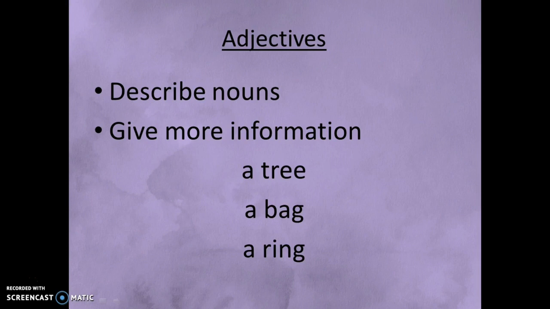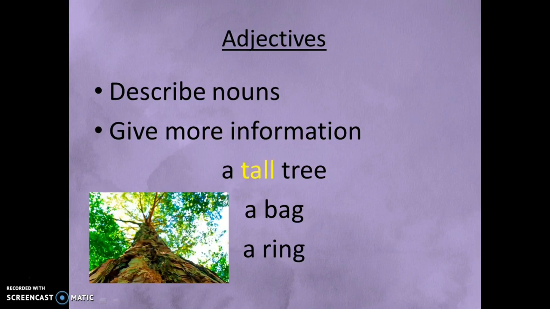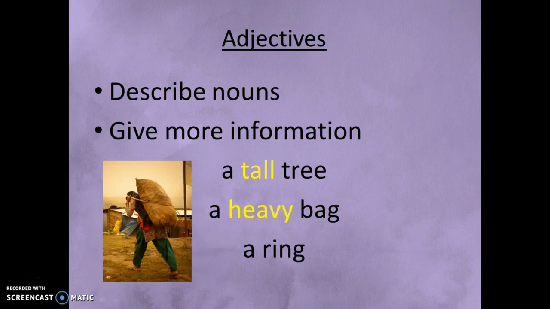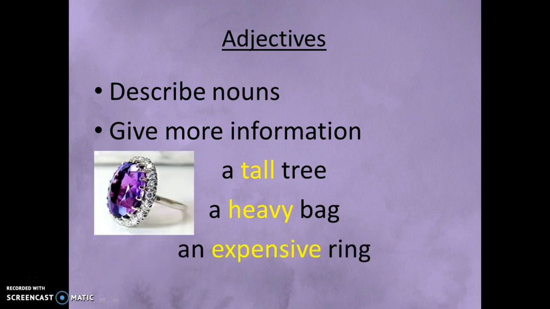Here are some nouns: a tree, a bag, and a ring. Now, if we added adjectives, it would give us a little bit more information about these things. So, I have a tree, but I could say a tall tree. A bag, I could say a heavy bag. Or a ring, I might say an expensive ring. So you can see each of these adjectives give us more information.